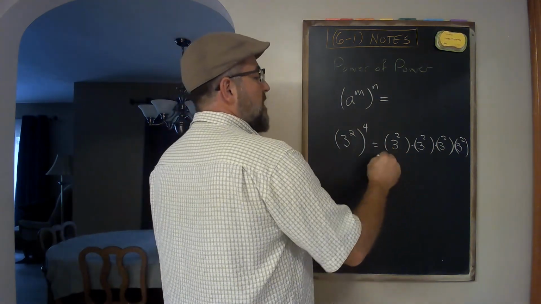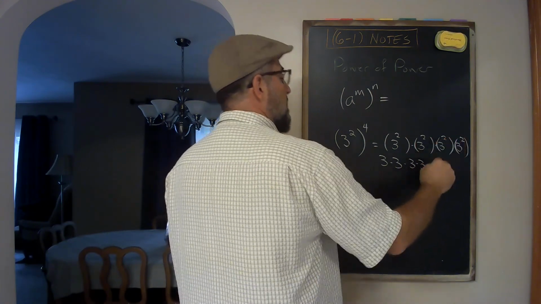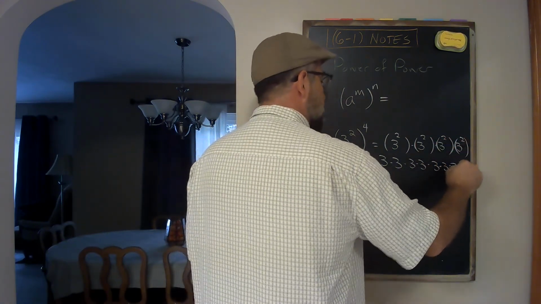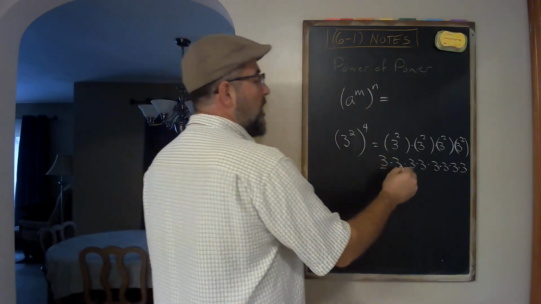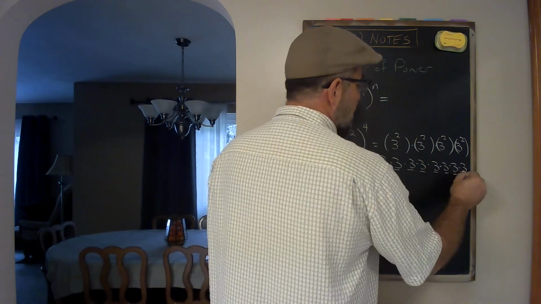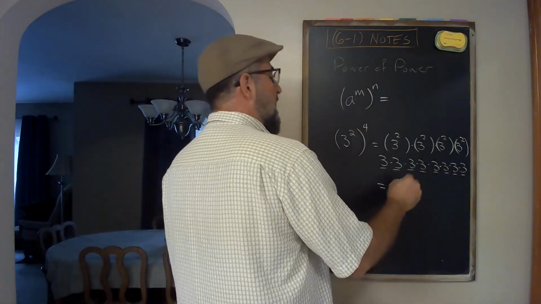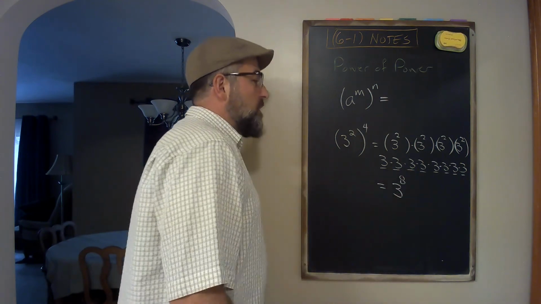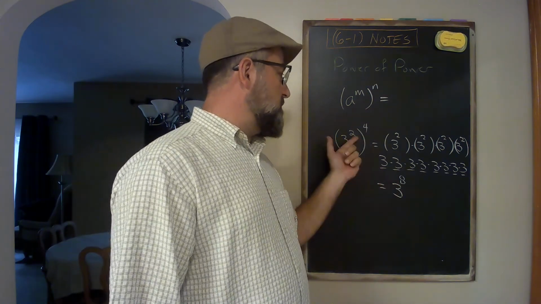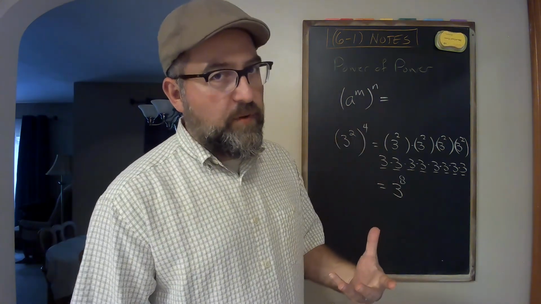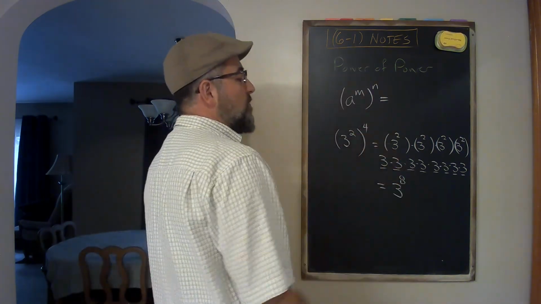And 3 squared itself is a 3 times a 3. So 3 squared to the 4th ends up being 1, 2, 3, 4, 5, 6, 7, 8 3's being multiplied, which we would express as 3 to the 8th. So take a look. 3 squared to the 4th. What would you do to 3 squared to the 4th to make it be 3 to the 8th? We would multiply that 2 and the 4. That's how we're going to get that 8.